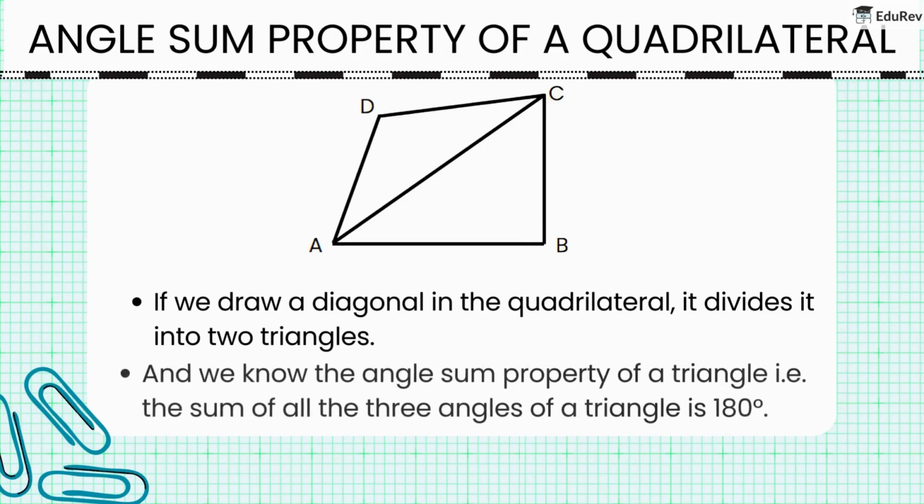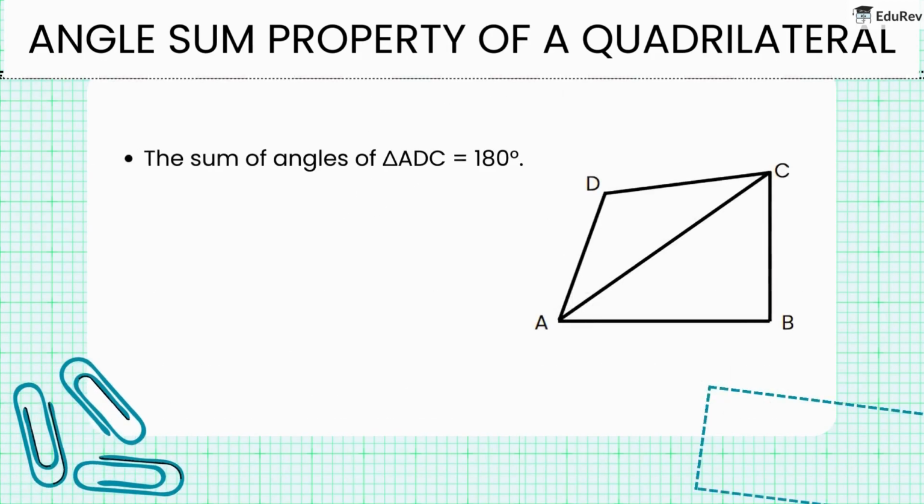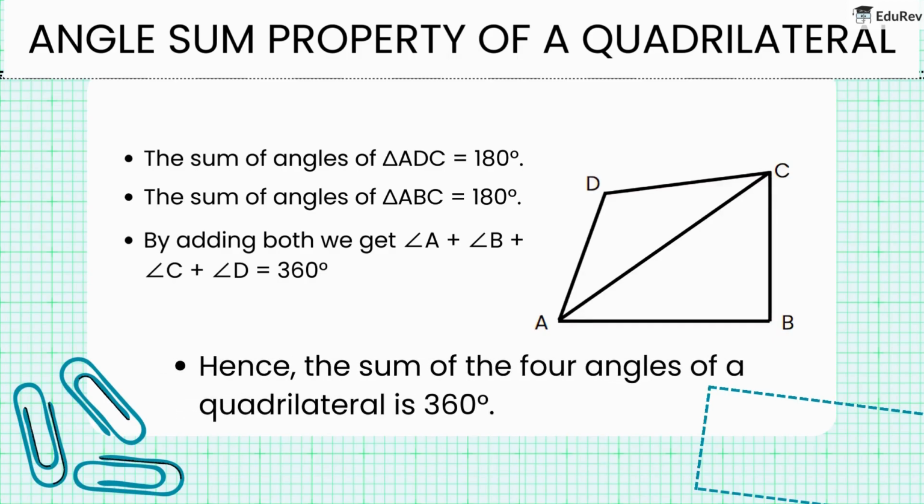And we know the angle sum property of a triangle, that is, the sum of all the three angles of a triangle is 180 degrees. The sum of angles of ADC is equal to 180 degrees. The sum of angles of ABC is equal to 180 degrees. By adding both we get A plus B plus C plus D is equal to 360 degrees. Hence, the sum of the four angles of a quadrilateral is 360 degrees.